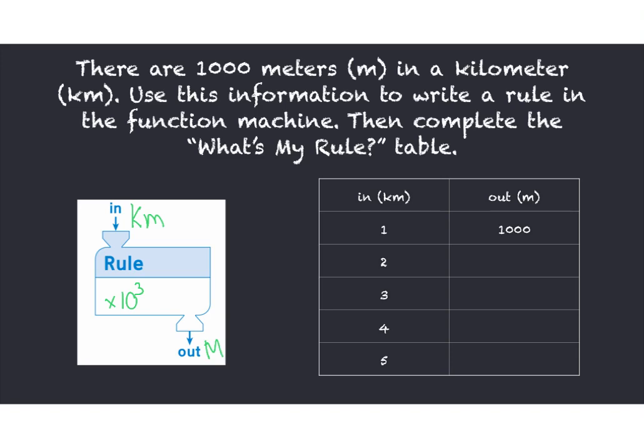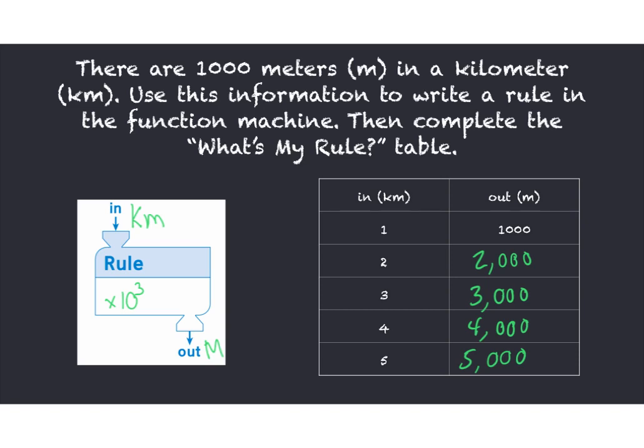Now let's fill out our chart over here. 1 times 1,000 is 1,000. 2 kilometers is equal to 2,000 meters. 3 kilometers is equal to 3,000 meters. 4 kilometers is equal to 4,000 meters. 5 kilometers is equal to 5,000 meters. These are problems that we've worked on several times throughout the year. We've had a lot of these in our mountain math review. So you should be pretty familiar with this type of question.